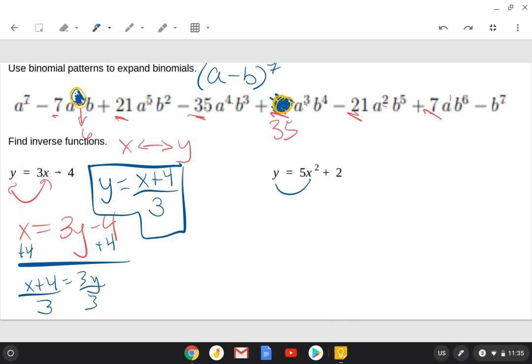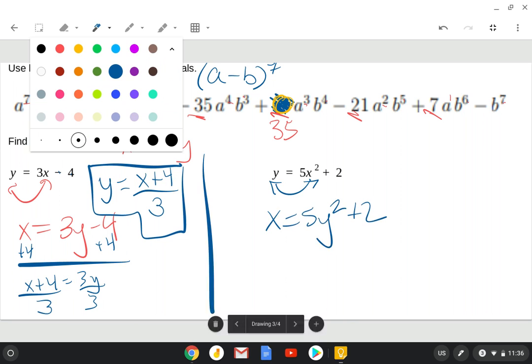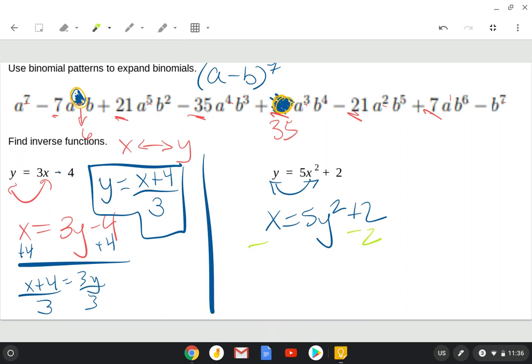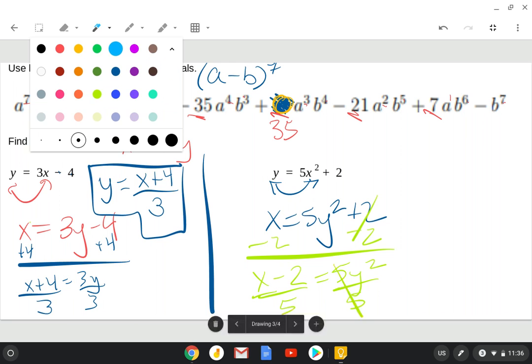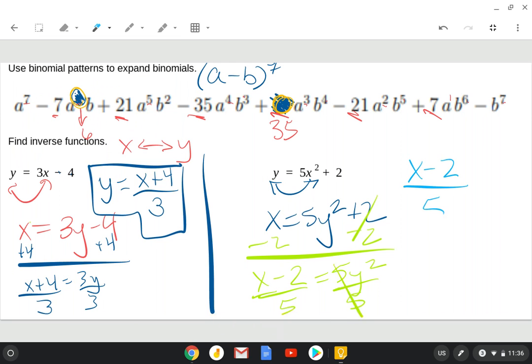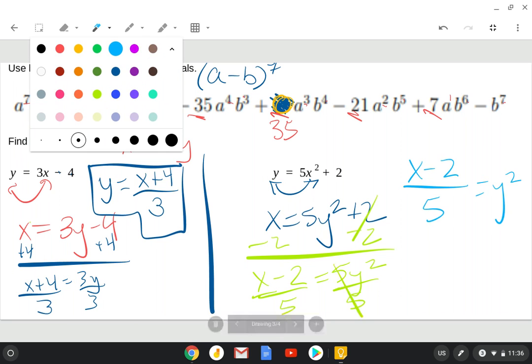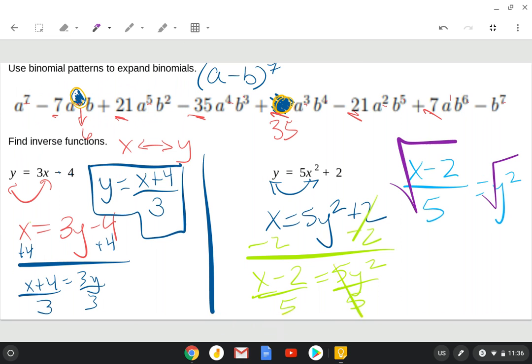Jumping over here, same idea. I'm going to switch these. X equals 5y squared plus 2. Go in here to solve. -2, -2. This is just basic algebra stuff. X minus 2 equals 5y squared divided by 5 divided by 5. The 5's cancel, leaving me with x minus 2 over 5 equals y squared. To get rid of the y squared, I have to take the square root. And I get y equals the square root of x minus 2 over 5.